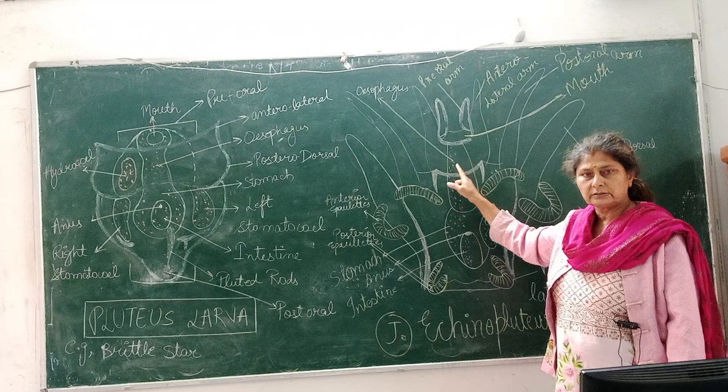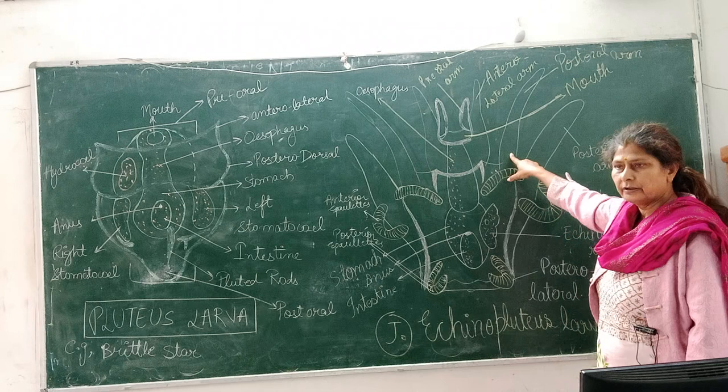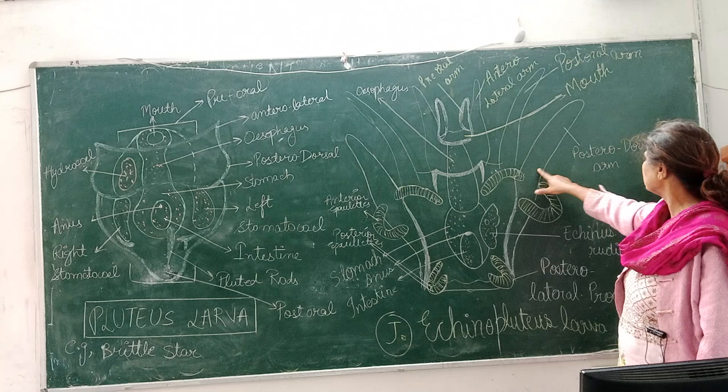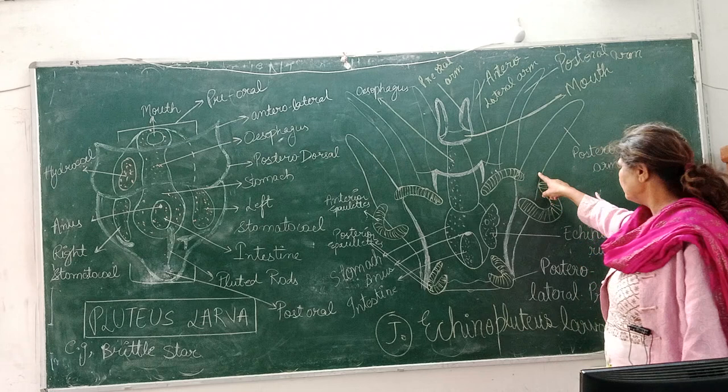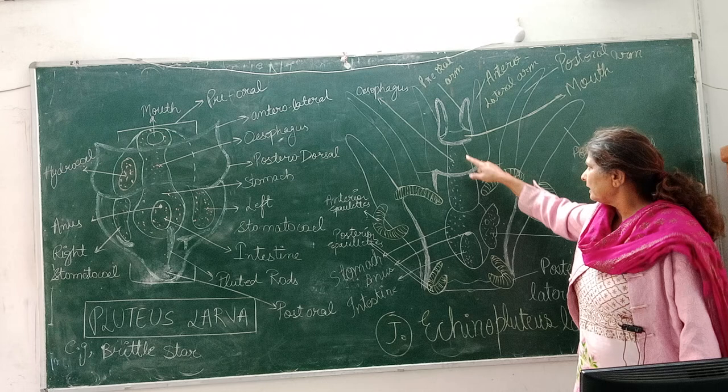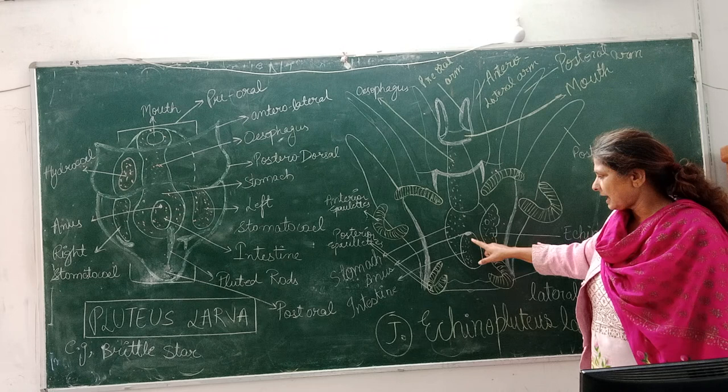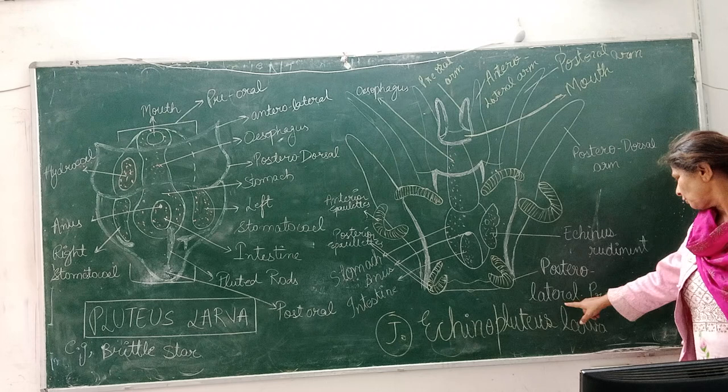Three pairs, 1, 2, 3 pairs, left and right. After that, there are present posterior dorsal arms. These are the arms present in them. And this is the alimentary canal, mouth, esophagus, stomach, then anus, intestine, and there are also present posterior lateral processes which are hard in structure.